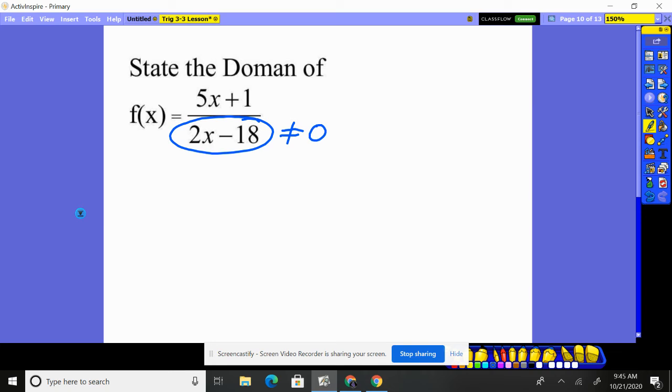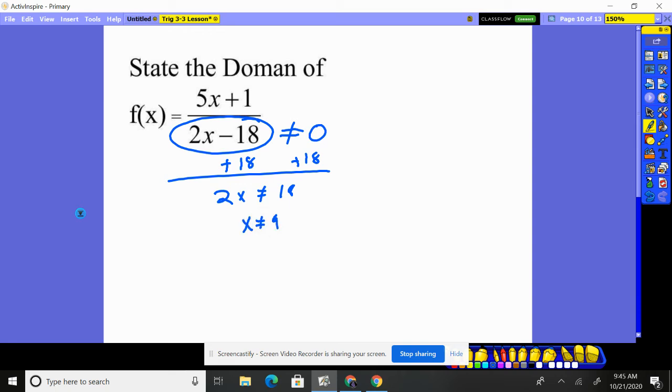I can see that 9 is going to be a problem because 2 times 9 is 18, and 18 minus 18 is going to give me a 0 there, and that's going to mess the problem up. So what we do is we simply always take a fraction, say, hey, the denominator can't be 0, and then we simply solve it. And in this case, I made it an easy equation for us. We can see divide by 2, x can't be 9.